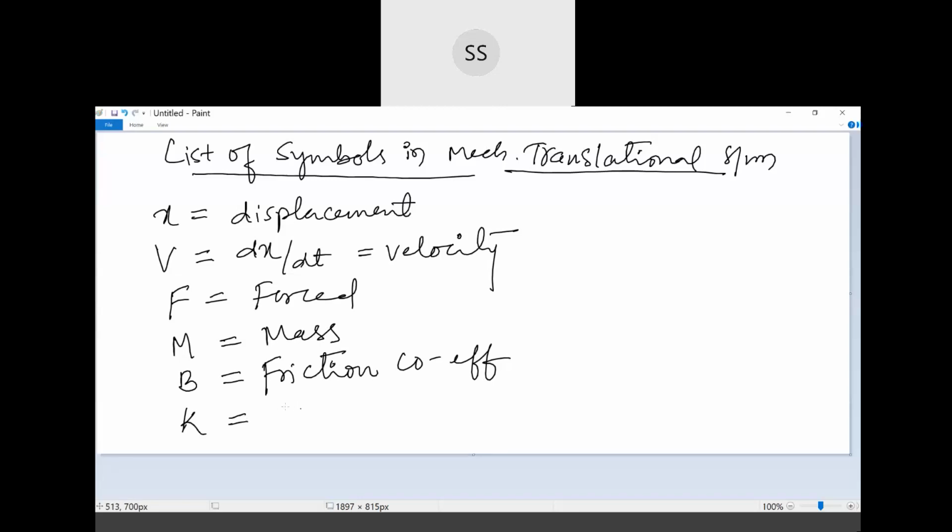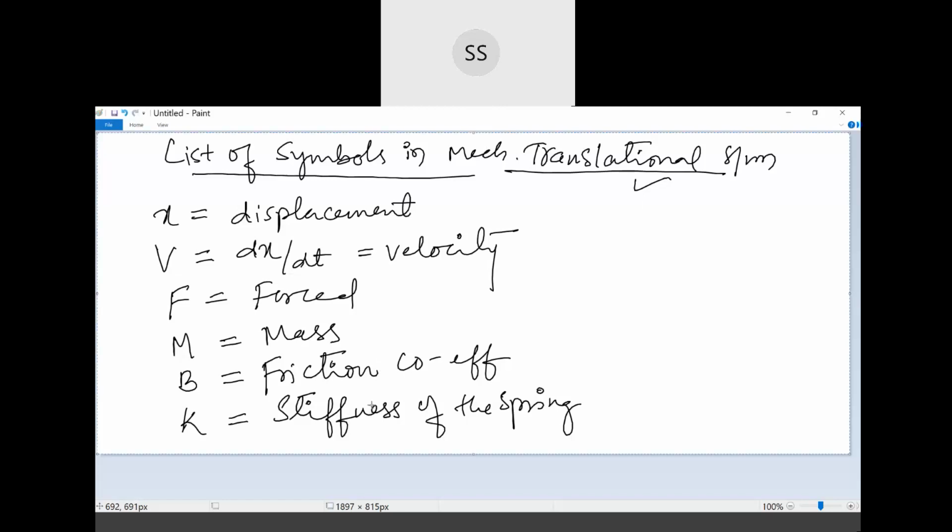And lastly we have K. K is known as the spring constant, or it represents the stiffness of the spring. So for the mechanical translational system, x represents the displacement, v the velocity, f the applied force, m the mass, b the friction coefficient, and k the stiffness. We will use these notations throughout this module to further analyze the systems and draw the analogous systems.